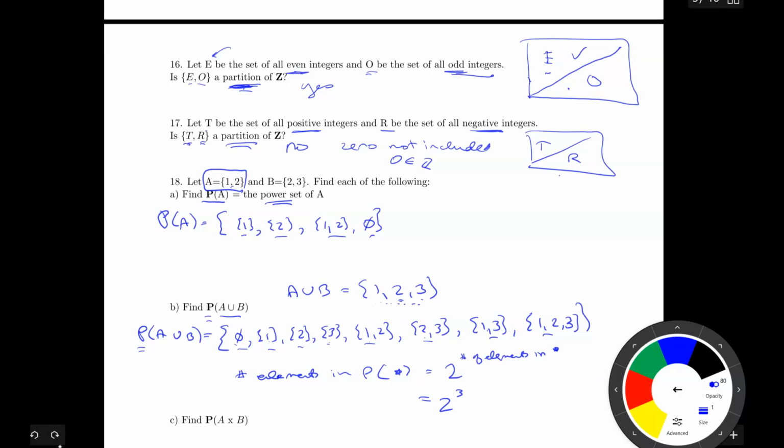Okay, so let's look at this. I had 2 elements in here, so this is 2 squared. So there were 4 elements, right? So this kind of helps you. The number of elements in the power set of A is going to be 2 to the power of how many elements are in the set A.